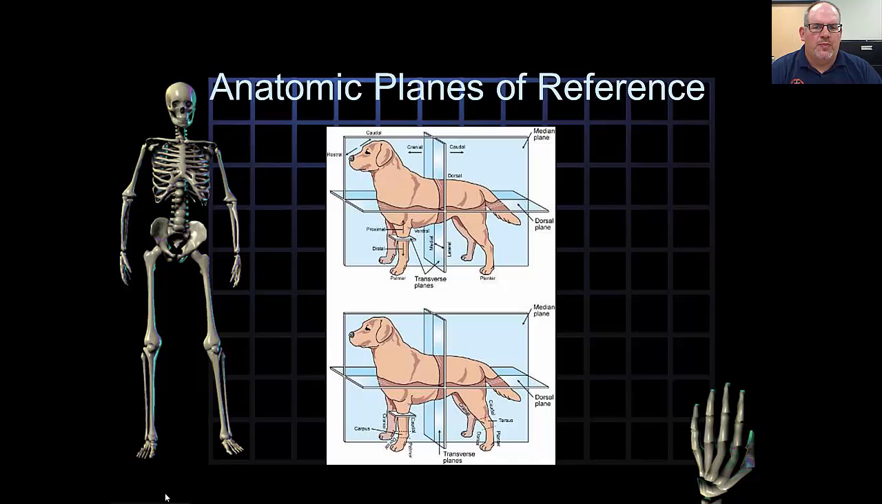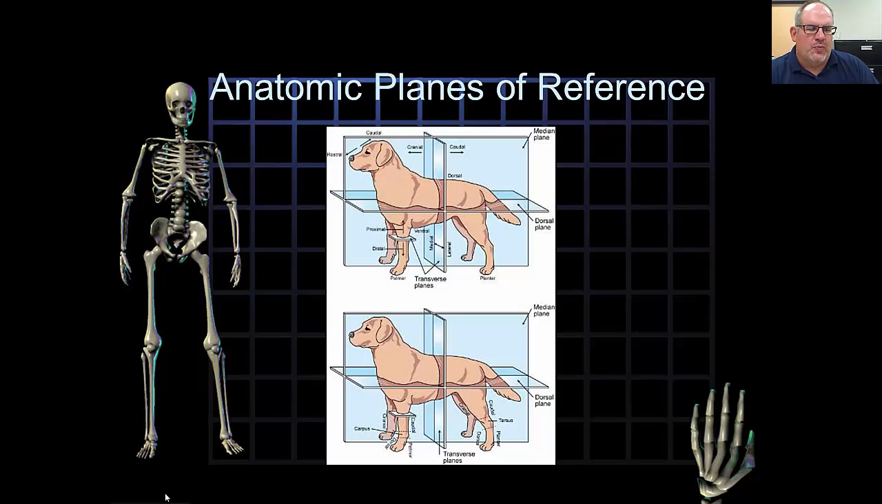There's also a dorsal plane, and the dorsal plane is going to take the back from the front. So it's going to run down the body this way right here, and it's going to take your back half, which is known as the dorsal half, from the ventral half, which is kind of your belly, your front side, your face. And so that dorsal plane is what separates your back from your belly. We talk about these planes when we're looking at specific areas of the body.